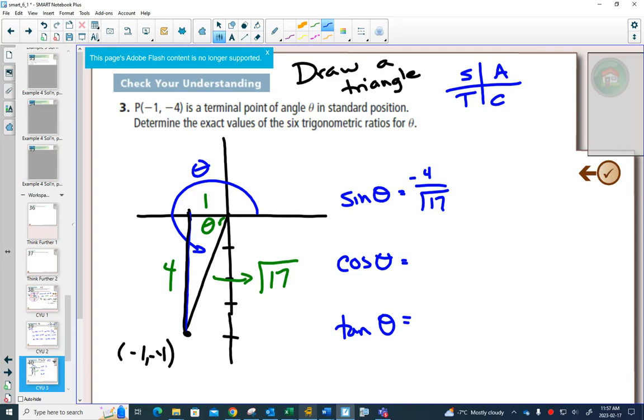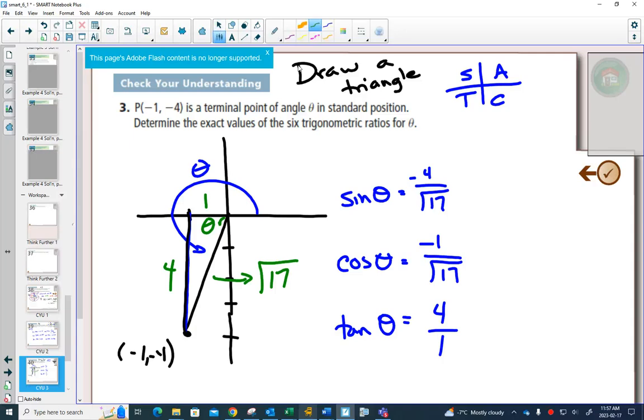So we're going to use SOHCAHTOA to write the ratio, then we're going to check our CAST rule to make sure we have the sign right. Some of them will be positive, some of them will be negative. For cos is adjacent over hypotenuse. Check my CAST rule. It also has to be negative. And tangent is opposite over adjacent. Check my CAST rule. It has to be positive.